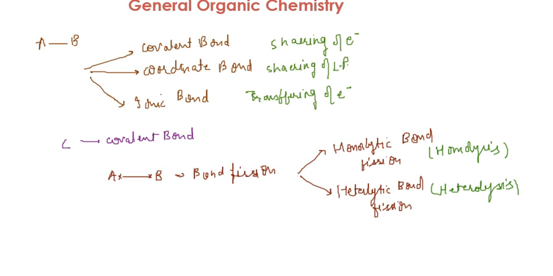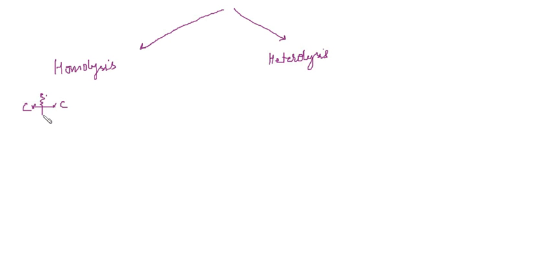Now if we talk further about homolysis and heterolysis, in homolysis there is a formation of free radicals. When carbon is forming a bond with carbon and you break it in between, there is a formation of free radicals.